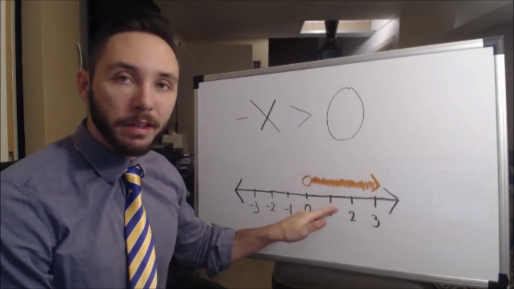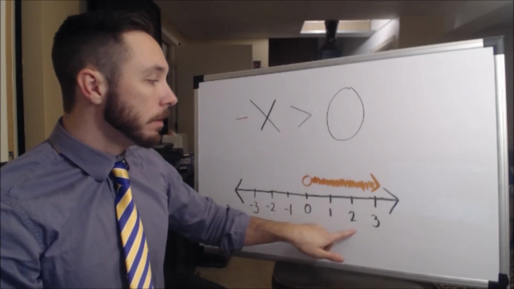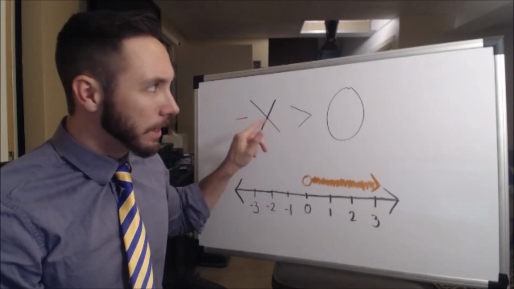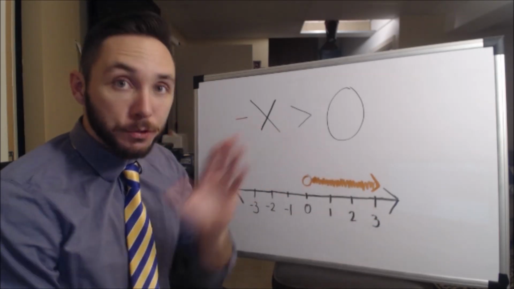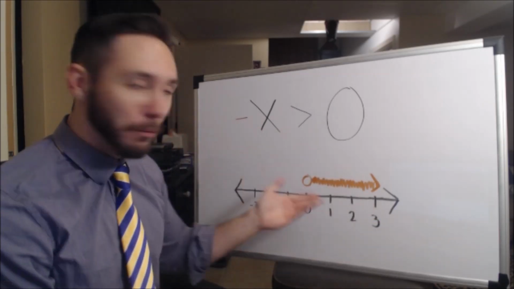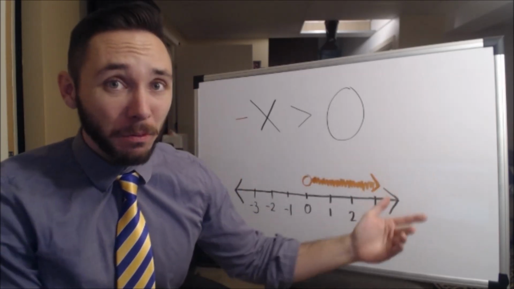Now I want you to consider that solution set again. When I plugged in a 1 here, -1 is certainly not greater than 0. When I plug in a 2 here, -2, again, certainly not greater than 0. 3, for some reason, works. 4, just kidding, nothing works. So what's going on here? What do I need to do to communicate that all these numbers actually now don't work?